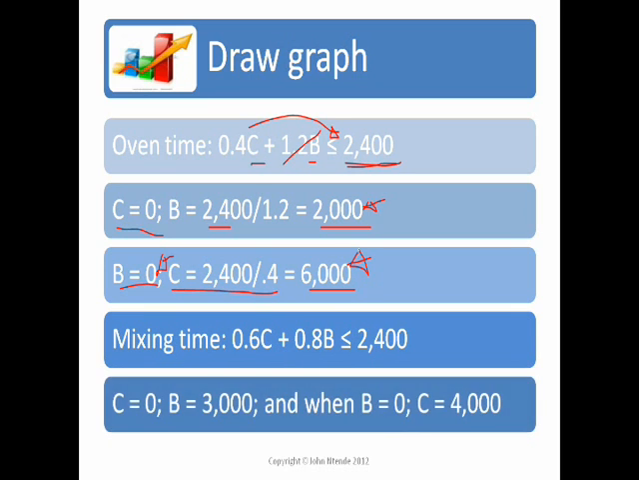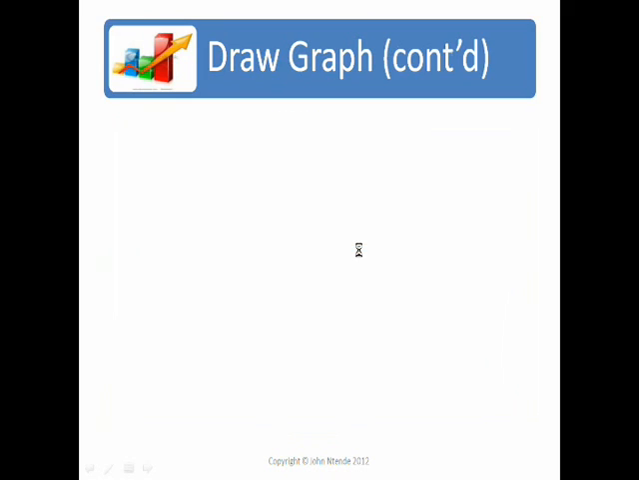When c is equal to 0, b is equal to 3000, and when b is equal to 0, c is equal to 4000. So once we have these 2 points, the next thing is simply plot them on graph paper. So let's draw the graph in detail. The first thing you need to do is to draw the axis. So you draw a vertical axis, you draw a horizontal axis, you name the axis.